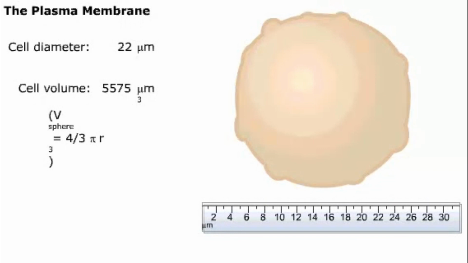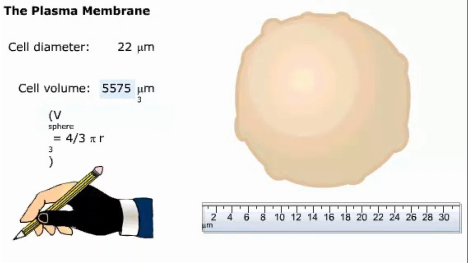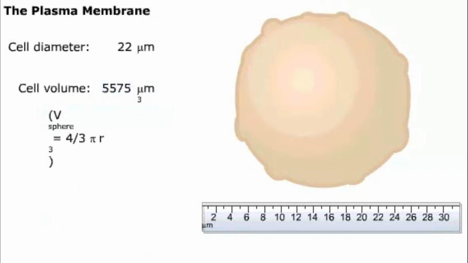Yes, that's correct. If we assume that the cell is a sphere, then its volume is 4/3 pi r cubed, where r is the radius, or half the diameter, in units of cubic micrometers. Jot this value down so you can use it later. When you're ready, click Enter to go inside the membrane.